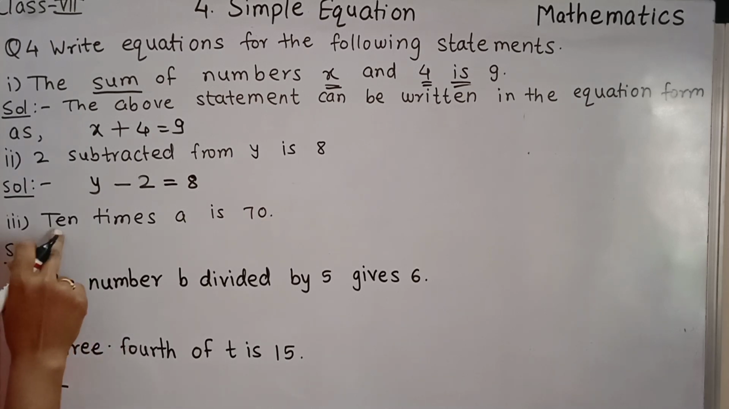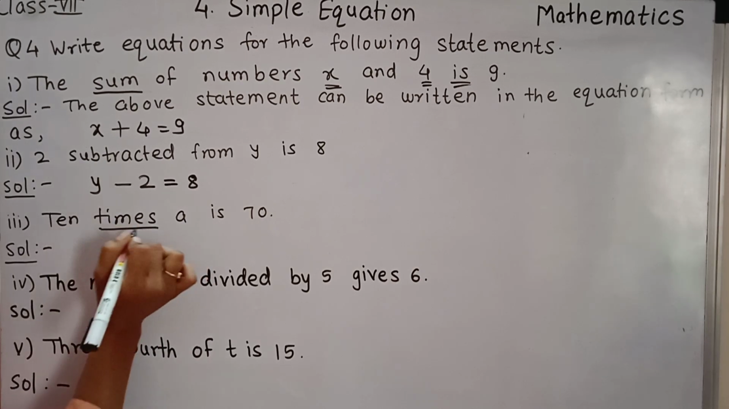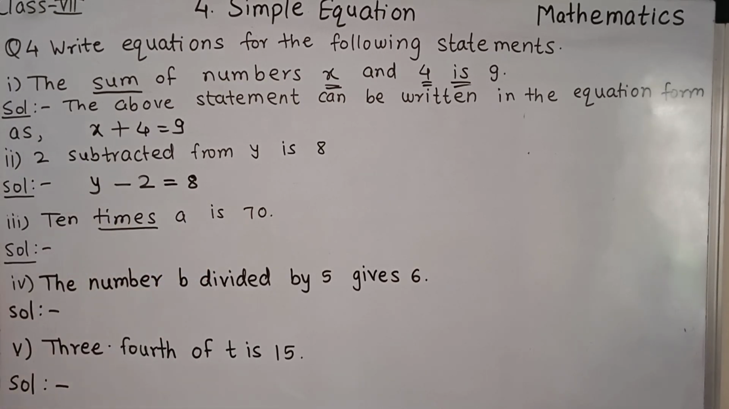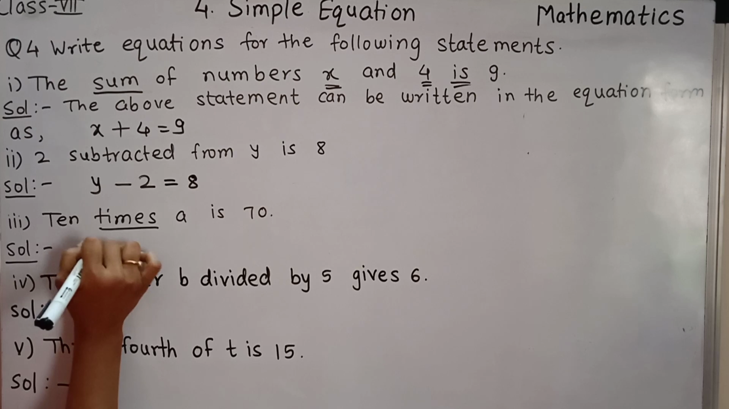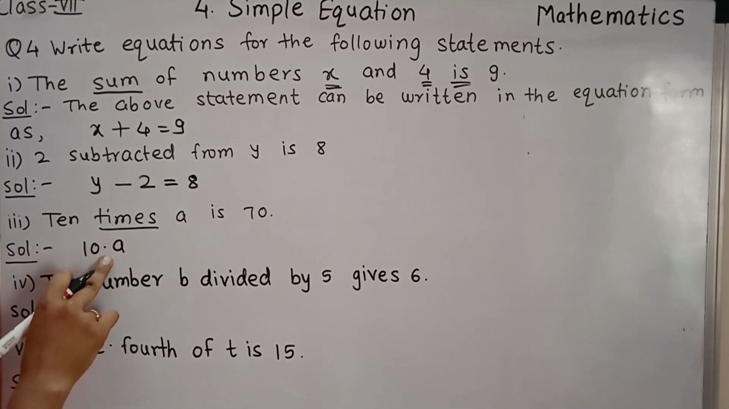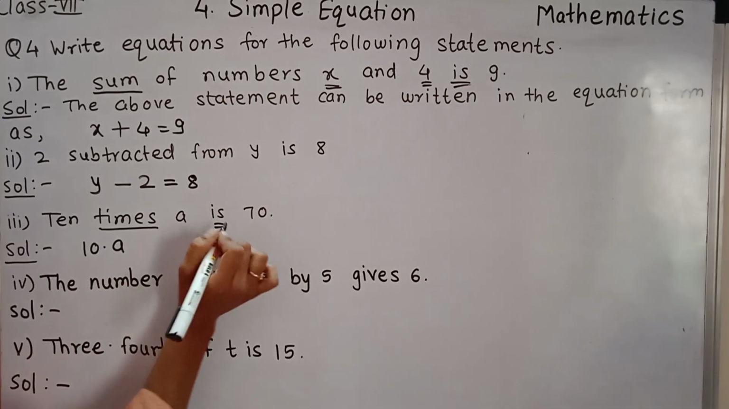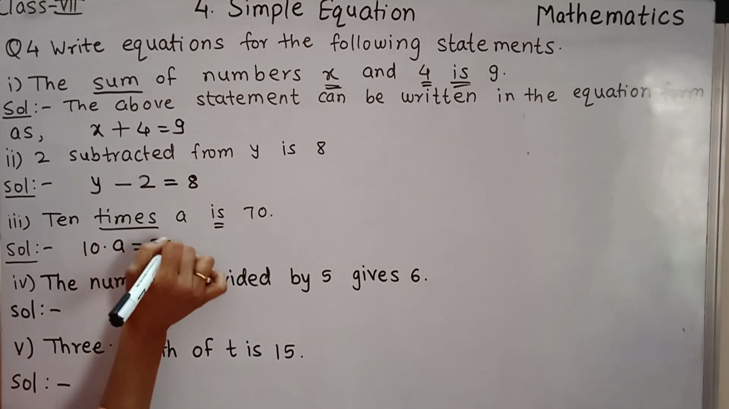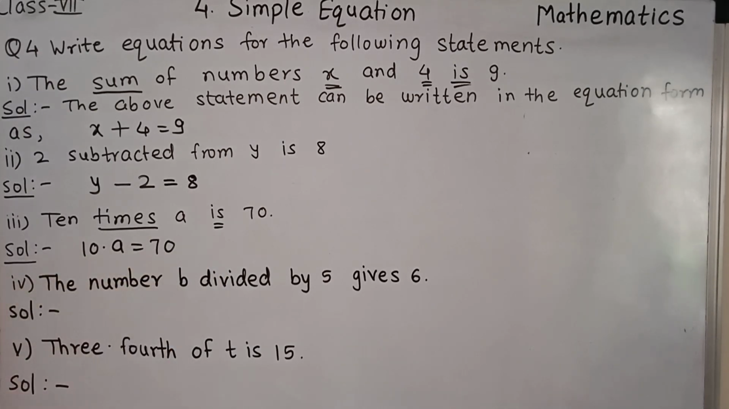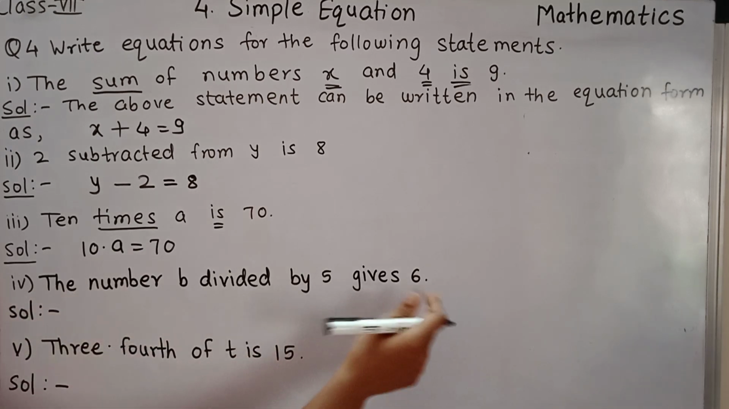Moving to the next, 10 times a is 70. Whenever the word times comes, it means multiplication. So 10 multiplied by a. If nothing is written between two numbers, it means multiplication. And "is" means equal to 70. So the equation will be 10a equal to 70.